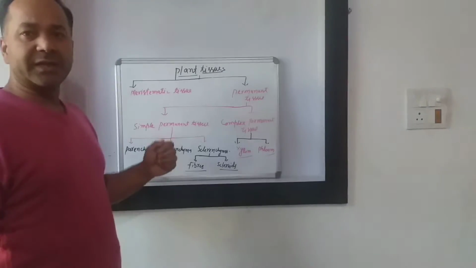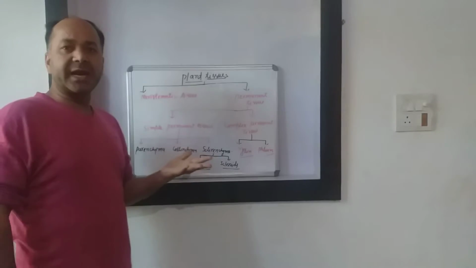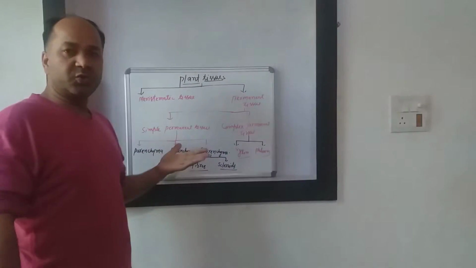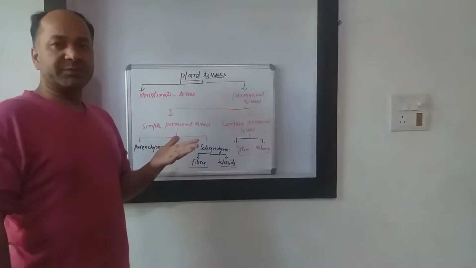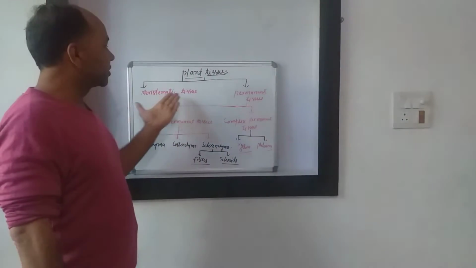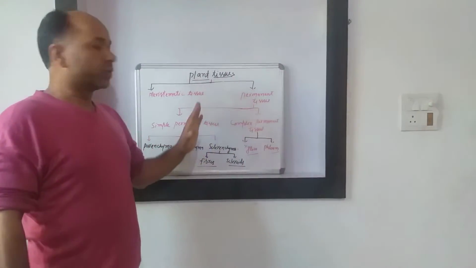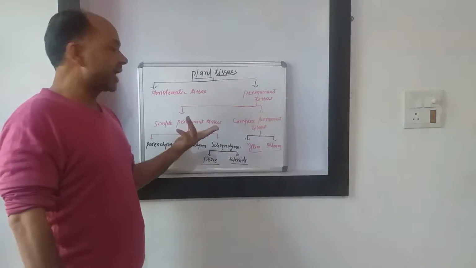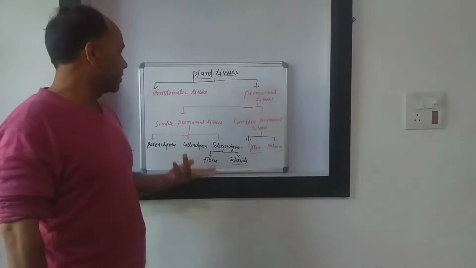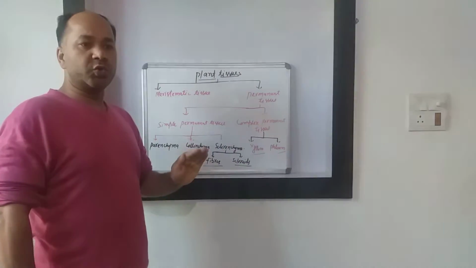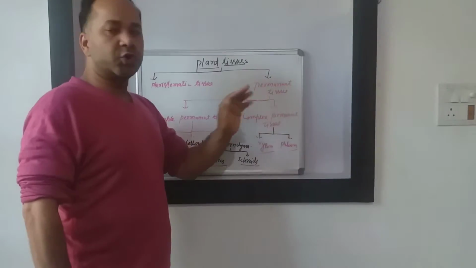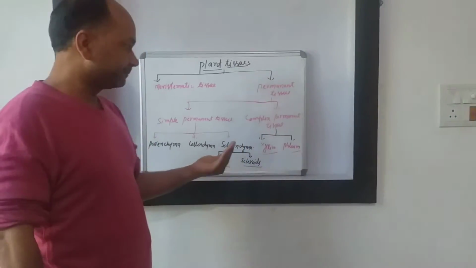Plant tissue: you know that a group of cells having common origin and performing a particular kind of function is known as a tissue. And in plants, there are two main types of tissues. Number one is meristematic tissue, and number two is permanent tissue. A meristematic tissue is that tissue where plants retain the power of cell division, as I have already discussed in the previous video, and a permanent tissue is that tissue where cells have lost the power of cell division.